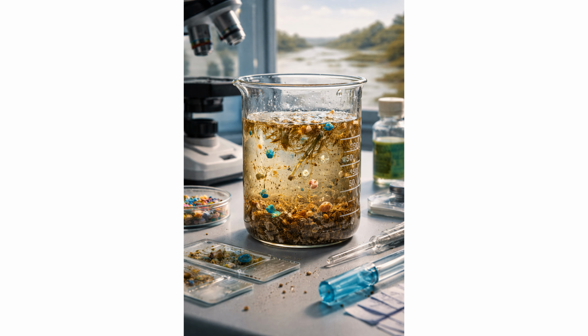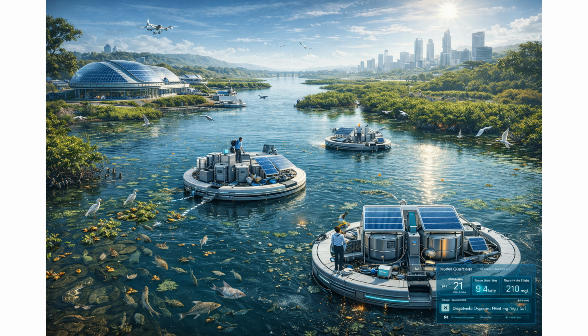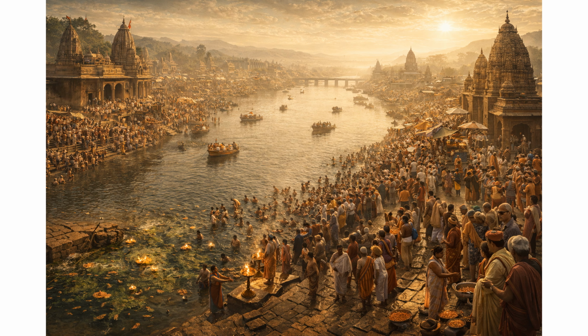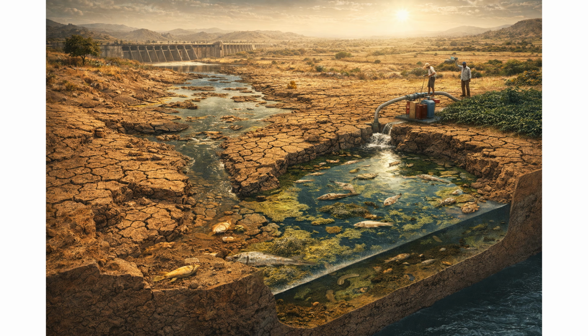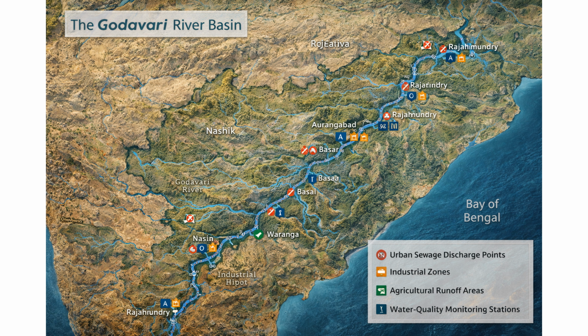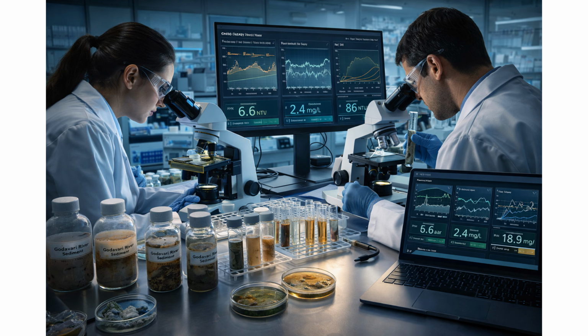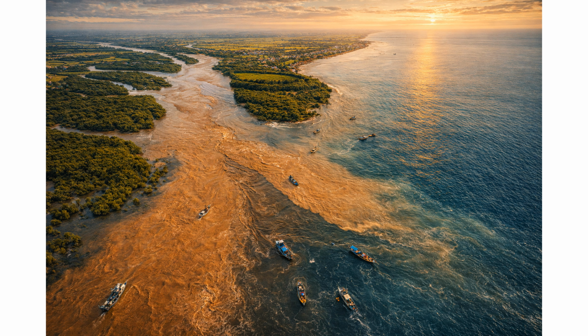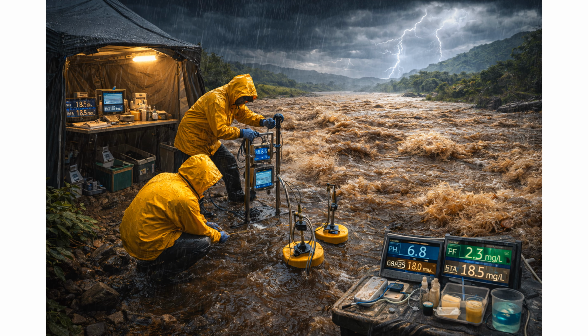Geography and hydrological characteristics of the Godavari Basin. The Godavari River Basin covers a vast geographical area of approximately 312,000 square kilometers, making it the largest river basin in the Indian peninsula. The river originates at an elevation of roughly 1,067 meters in the Western Ghats and flows for more than 1,465 kilometers before reaching the Bay of Bengal.